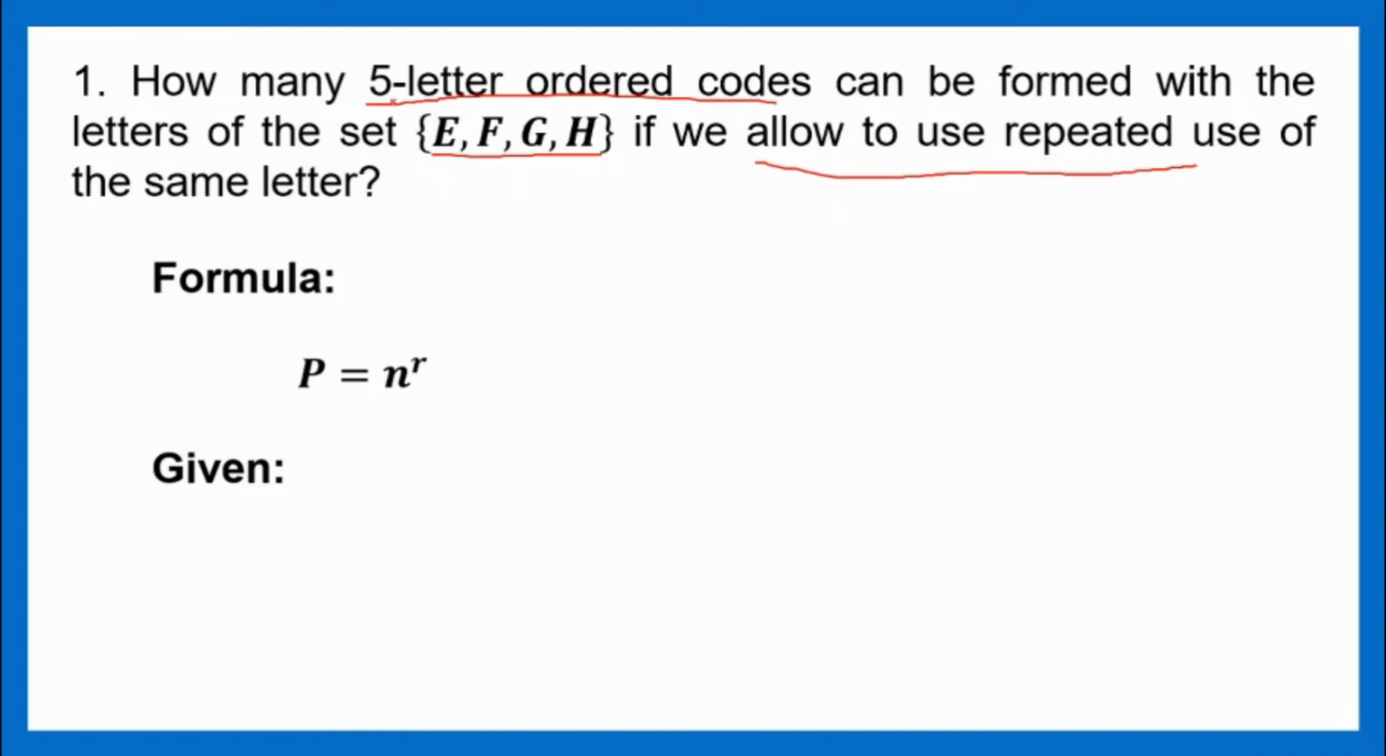Is it the 5-letter ordered codes, or the number of letters E, F, G, H, which is 4? This is the total number of objects, because the 5-letter ordered codes will come from here. So our N is 4. Then our R is what we will form, the number we will choose. The problem says 5, 5 letters. So this is R, 5, and this is N, 4. It's a very important skill to know which is N and which is R, because if they get reversed, our life is in danger.